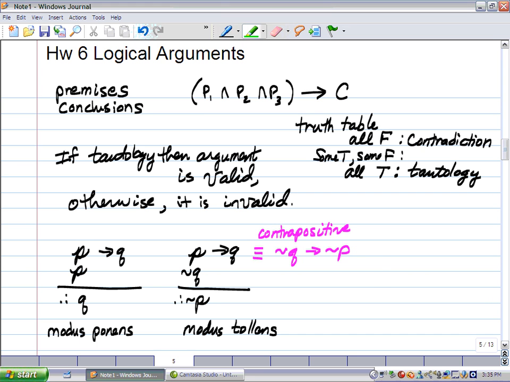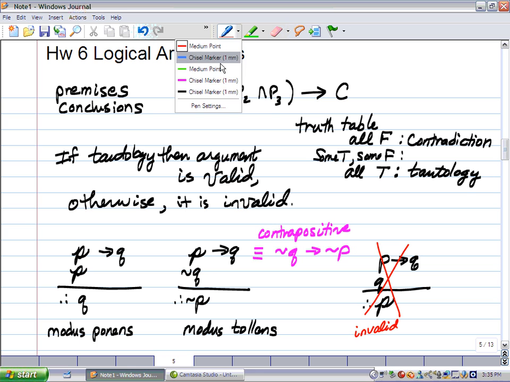In other words, if I was to have P implies Q, and then say I have Q, therefore P, that is not a valid argument, because I know nothing about what if I have Q. That is assuming that the converse is the same, and it's not.